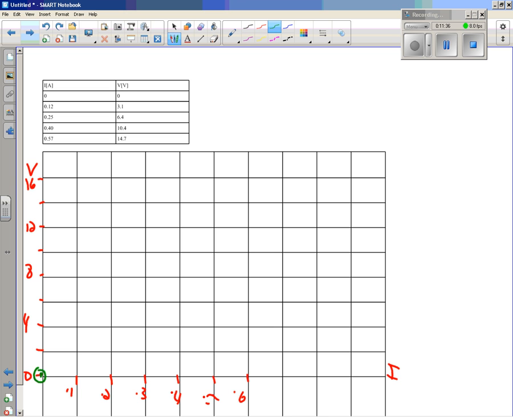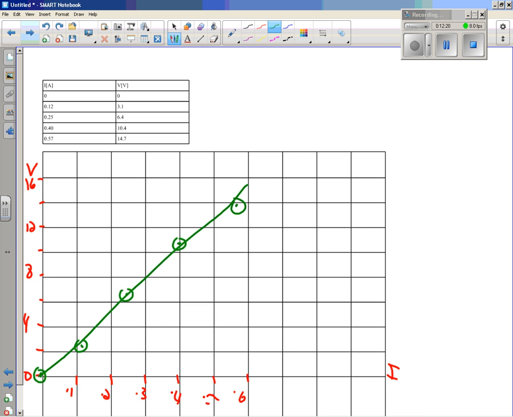At 0.12 amps, I've got 3.1 volts, so somewhere around there. At 0.25 amps, I've got 6.4 volts, somewhere around there. At 0.4 even, I've got 10.4, right up to about there. And at 0.57, I've got 14.7 volts. So that's going to go right around here. Don't forget to make a line of best fit. It's going to be hard for me to freehand that on the smartboard, but there's a line. Actually, I did pretty good.